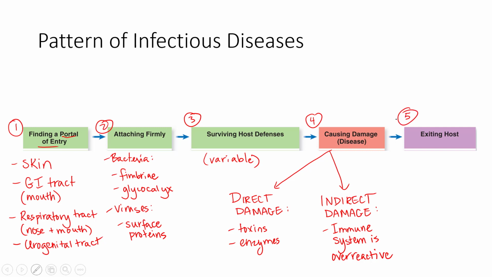Step 5, exit the host. Now, this is really important for the pathogen to do because if the host dies early on, then that pathogen probably isn't going to be transmitted. So the pathogen needs to make sure that it can actually exit because it needs to find a new host to survive in. And so how's it going to exit? Well, pretty much the same way it got in. So it's going to exit either through the skin, it's going to exit through respiratory secretions like coughing and sneezing.